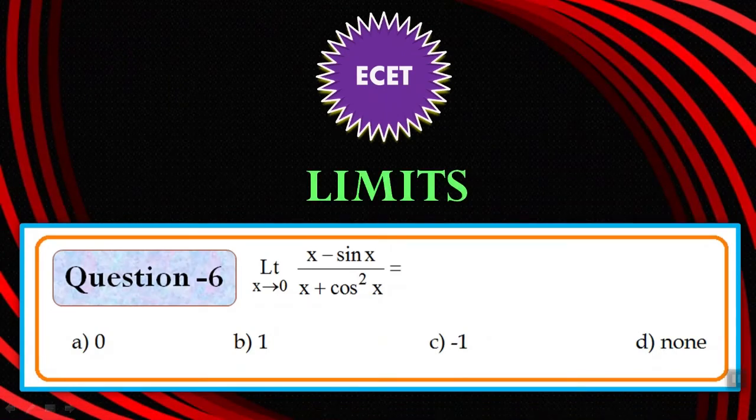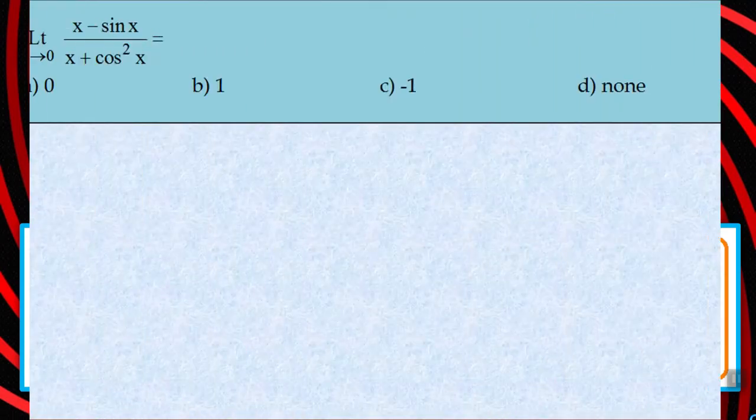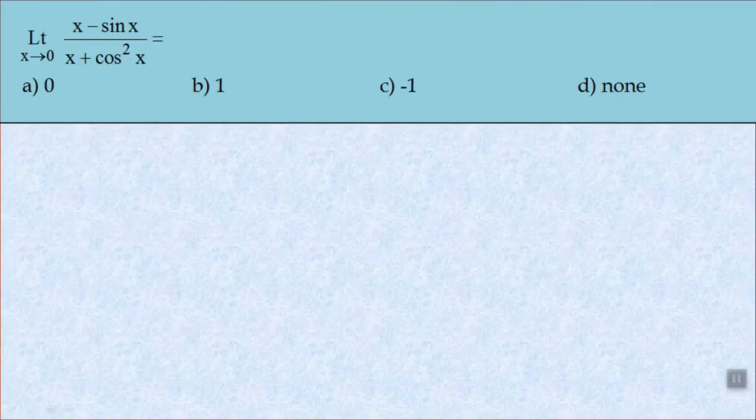Dear students, see the question number 6. Read the question and write it. The question is, limit x tends to 0, x minus sin x divided by x plus cos square x is equals to. Let us start the solution.